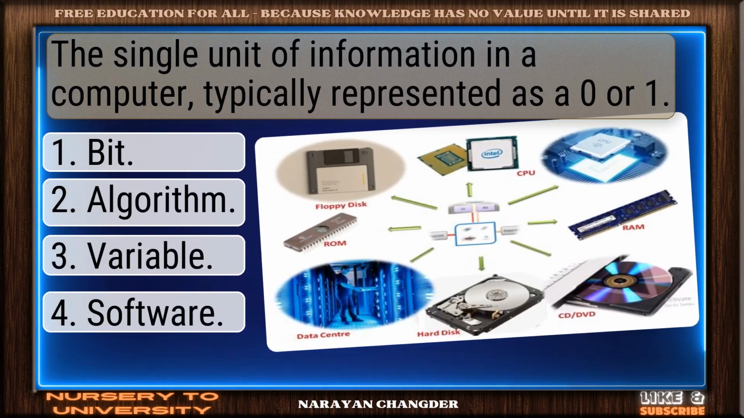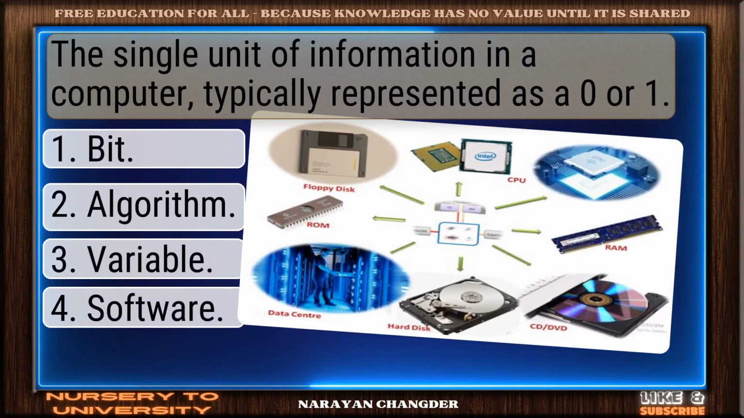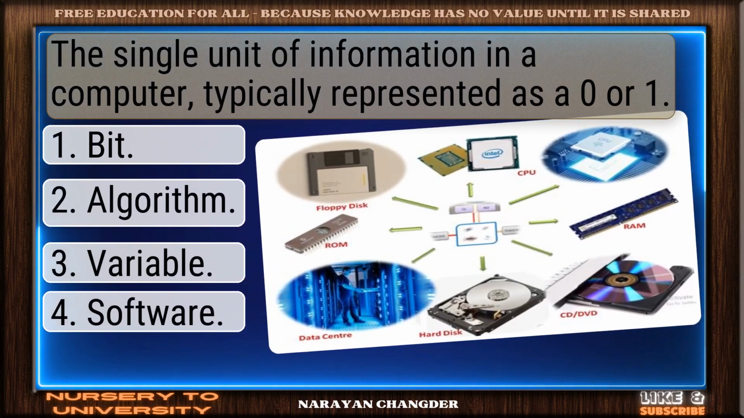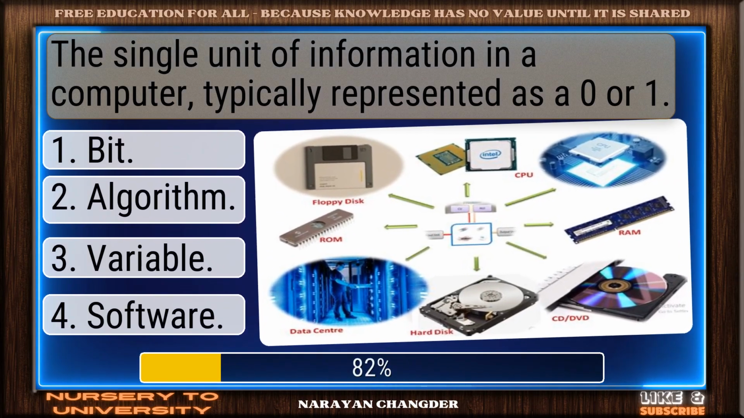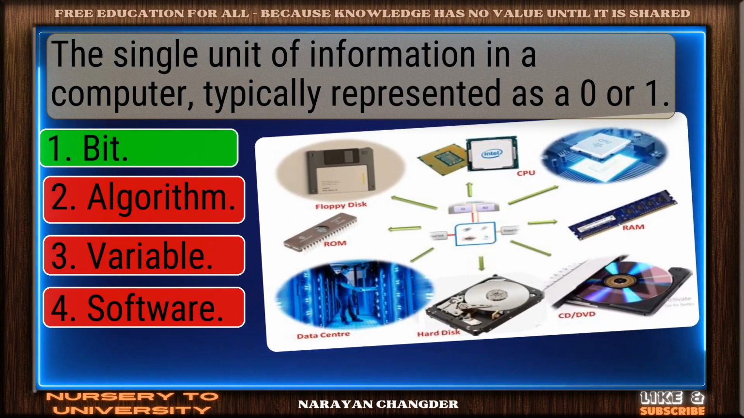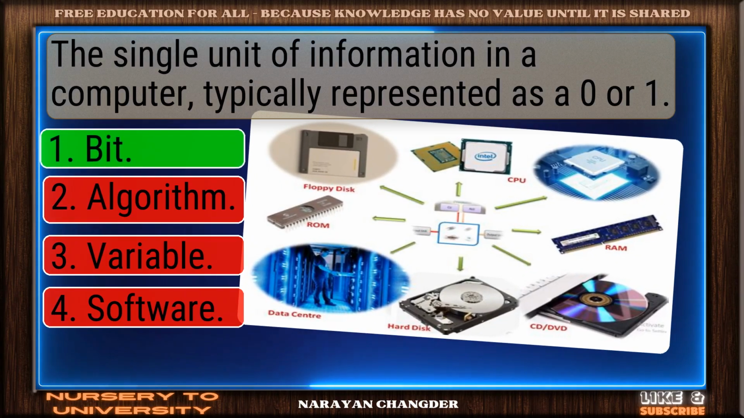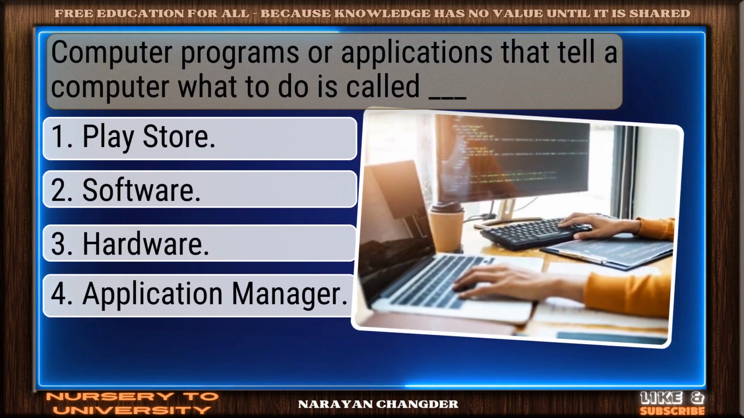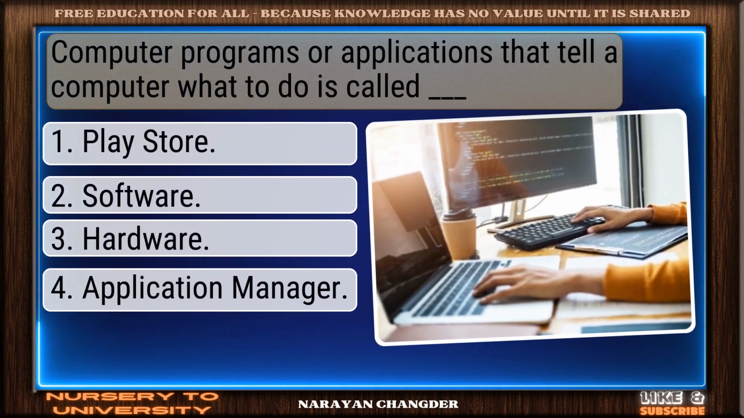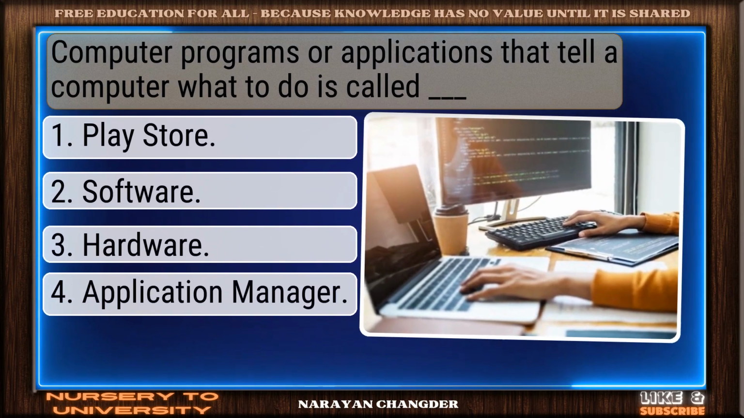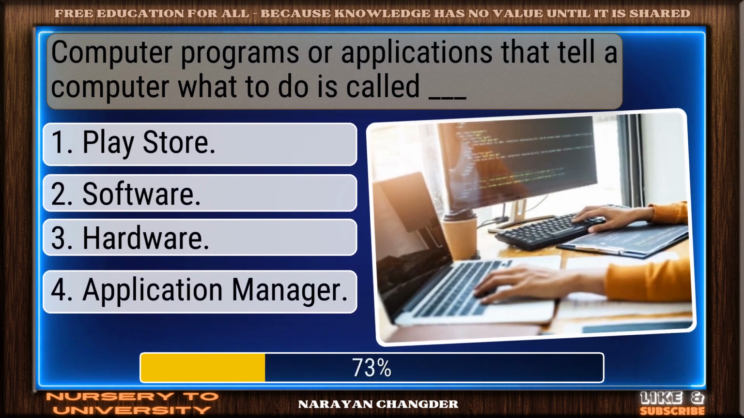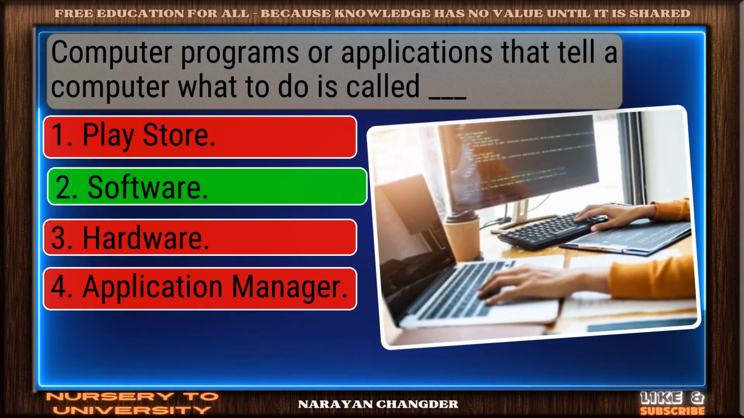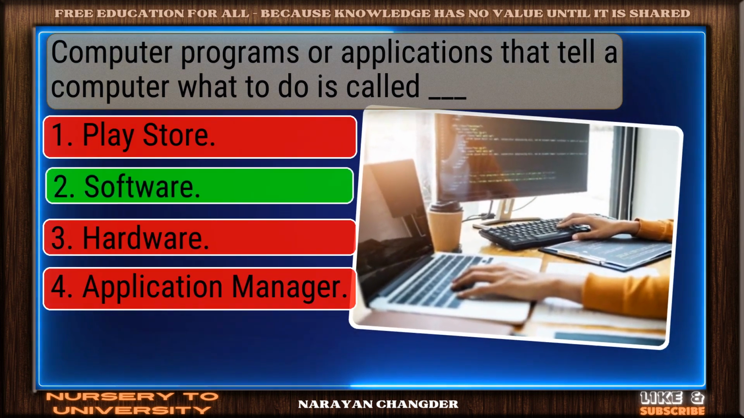Question number 28. The single unit of information in a computer, typically represented as a 0 or 1. Sharp thinking. Bit is the right choice. Question number 29. Computer programs or applications that tell a computer what to do is called dash. Good thinking. Software is the right answer.